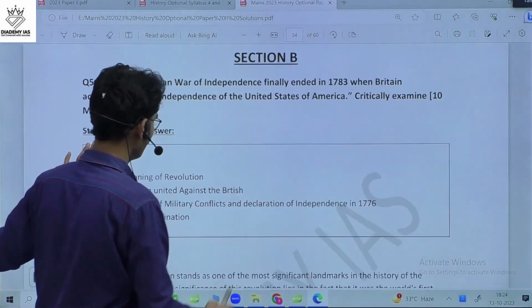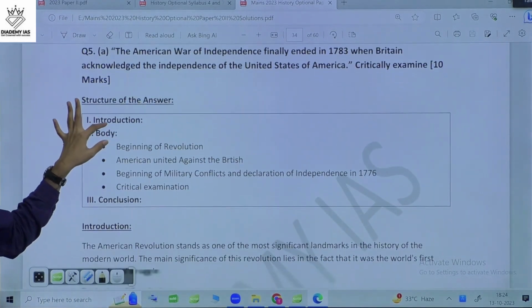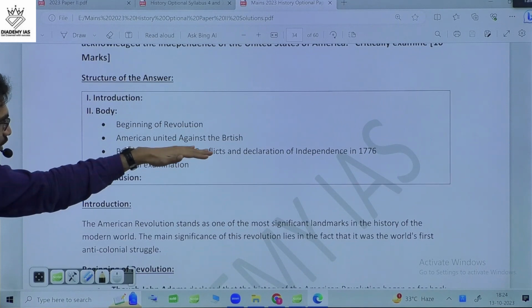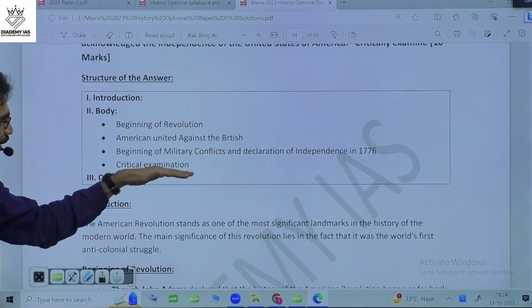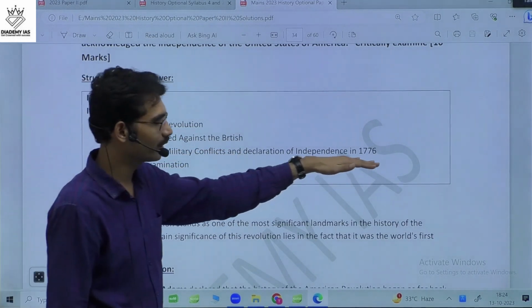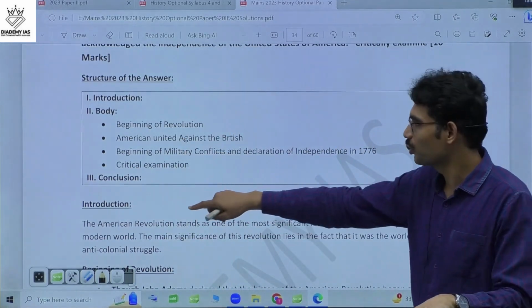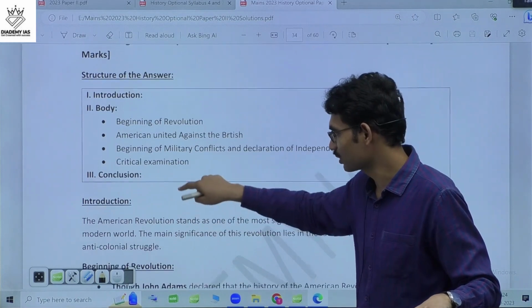The beginning of the revolution, just see the structure and you will get an idea. Beginning of the revolution, Americans united against the British, beginning of military conflicts and the Declaration of Independence in 1776, and in the end, a few points about critical examination also.